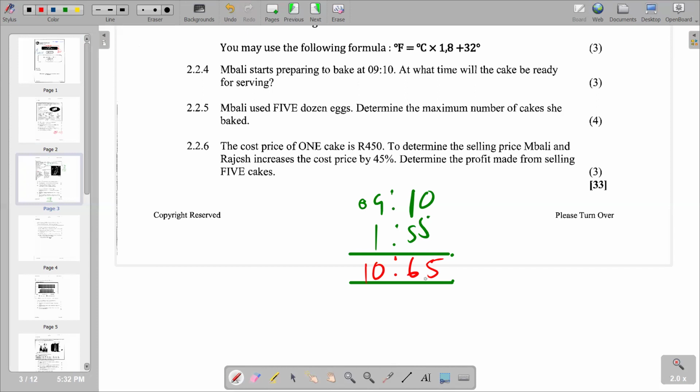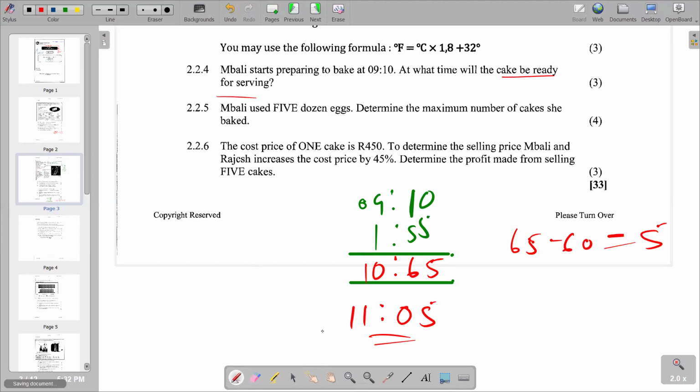So you take the 60 minutes out of 65, and then you add the hour to 10, it becomes 11 hours. And then the 65 minus 60 that we've taken, it is an hour, you're going to remain with 5 minutes. So it's going to be 11:05. So basically, that's the time when the cake will be ready for serving. That is 11:05. So basically, that's what we have on that part.